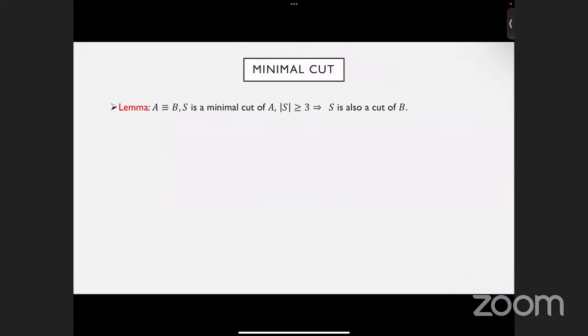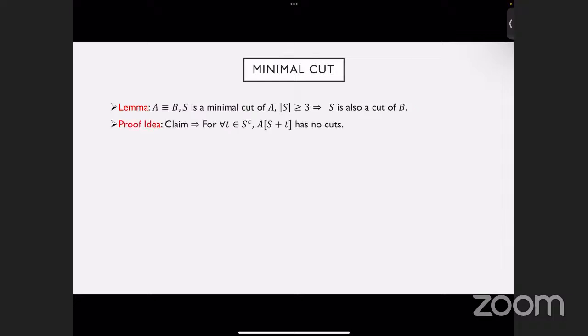Now here is another property of minimal cut. Suppose these two reducible matrices A and B have the same principal minors, and the size of this cut S is greater than 3. Then we can show that S is also a cut of this matrix B. From the previous claim, for all the T's which are not present in S, the principal submatrix corresponding to the set S plus T has no cuts.